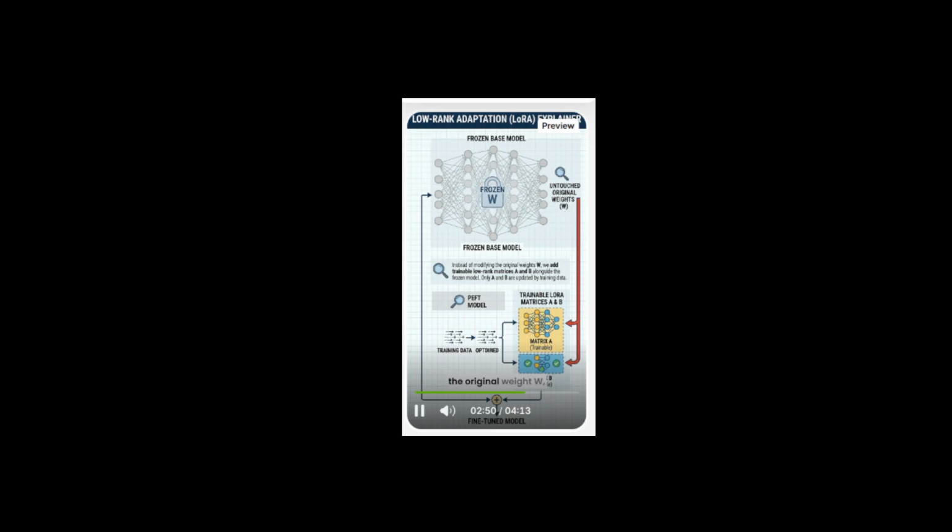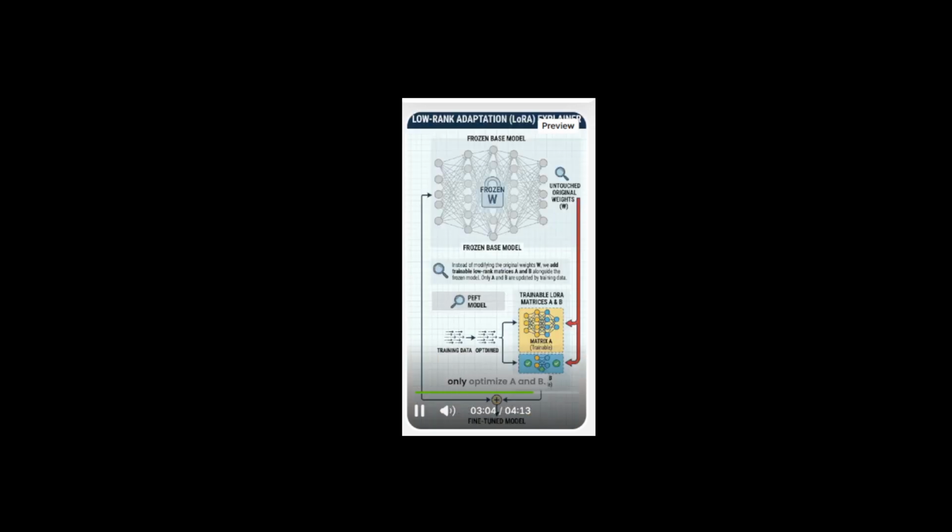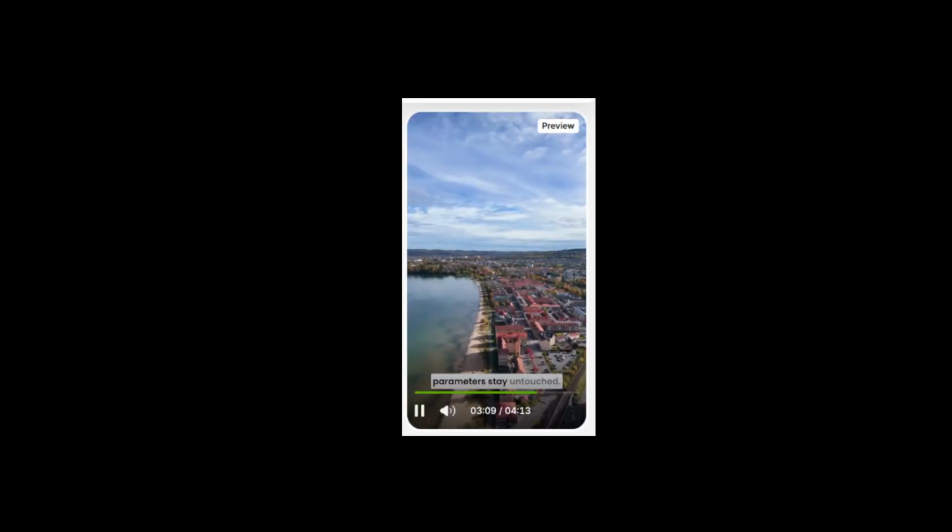Instead of modifying the original weight W, we keep it frozen and add trainable matrices A and B alongside it. The effective weight becomes W plus A times B, scaled by a factor. During fine-tuning, we only optimize A and B. The original billions of parameters stay untouched. This dramatically reduces the number of trainable parameters, often by a factor of 100 or more, and makes fine-tuning memory efficient and fast.